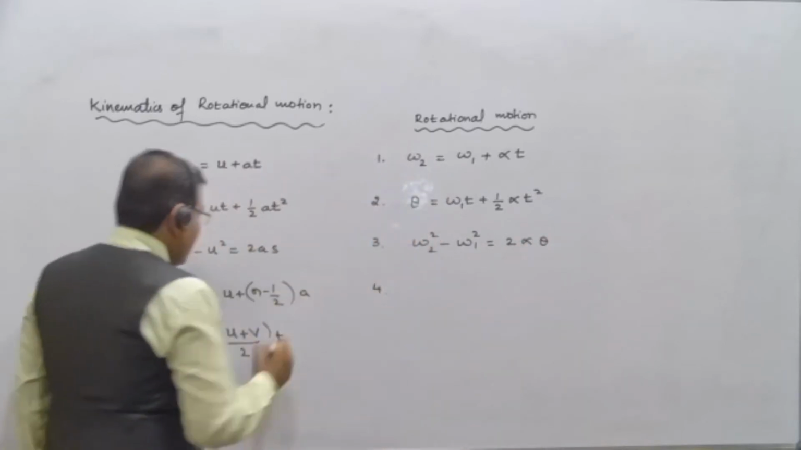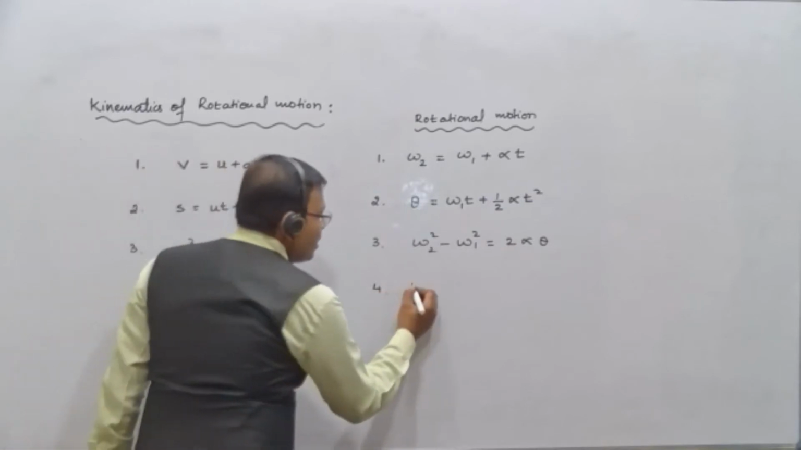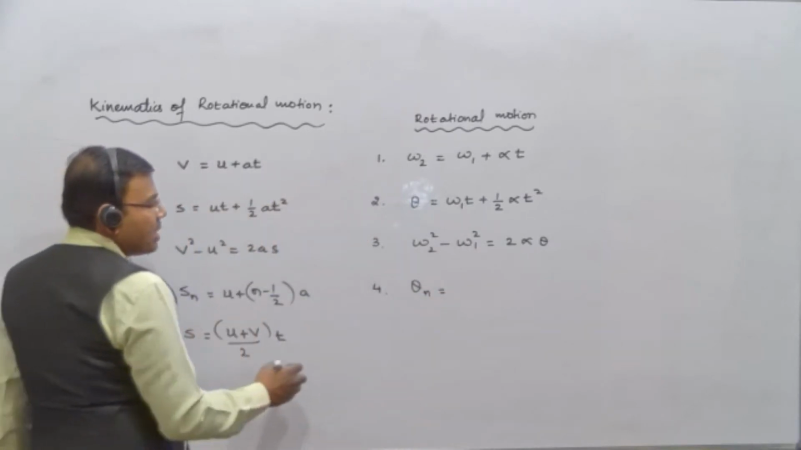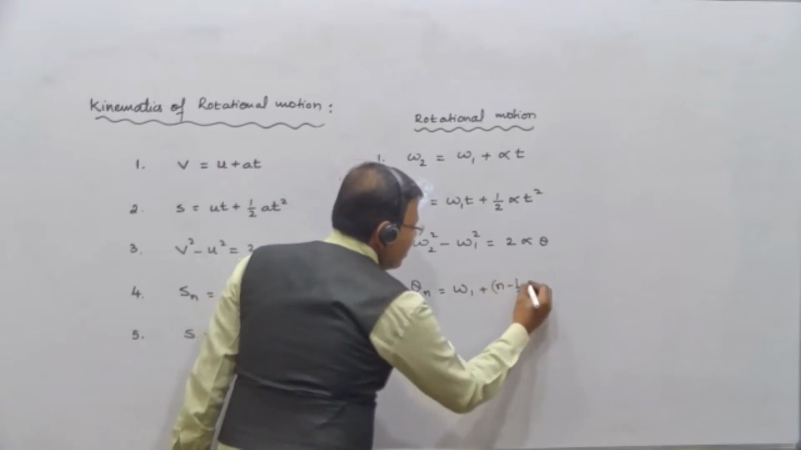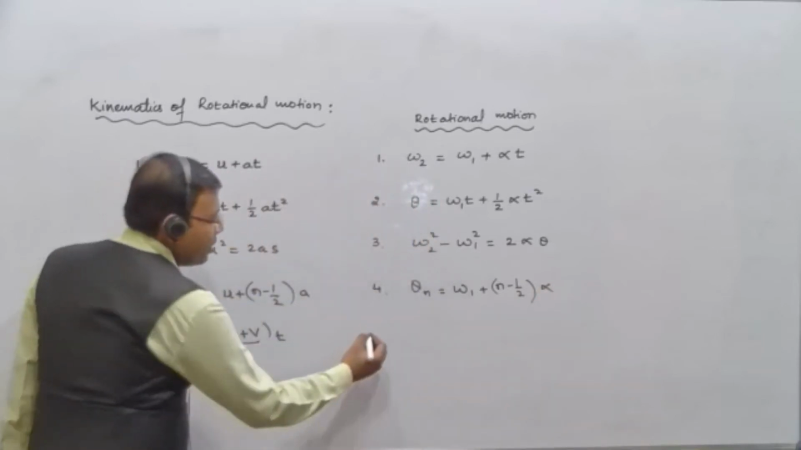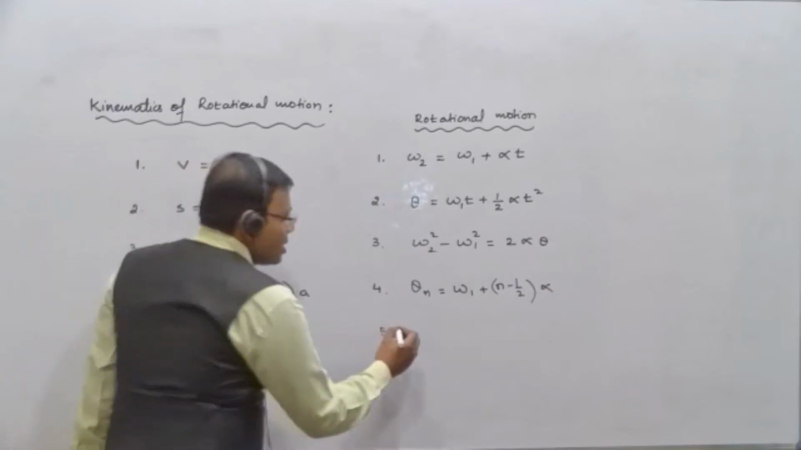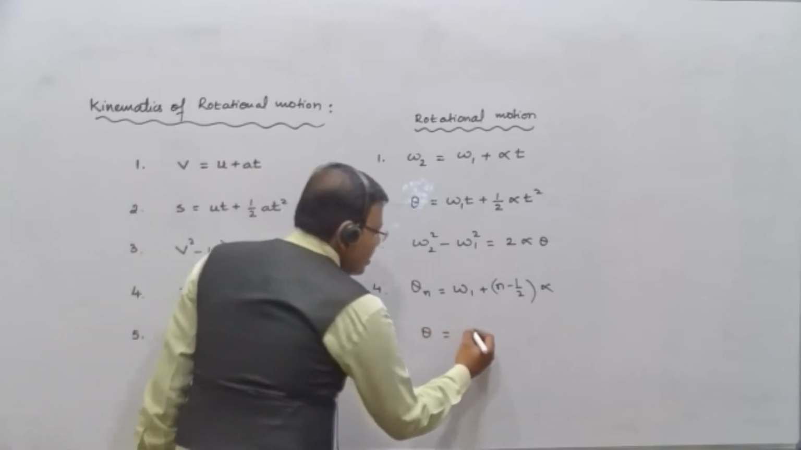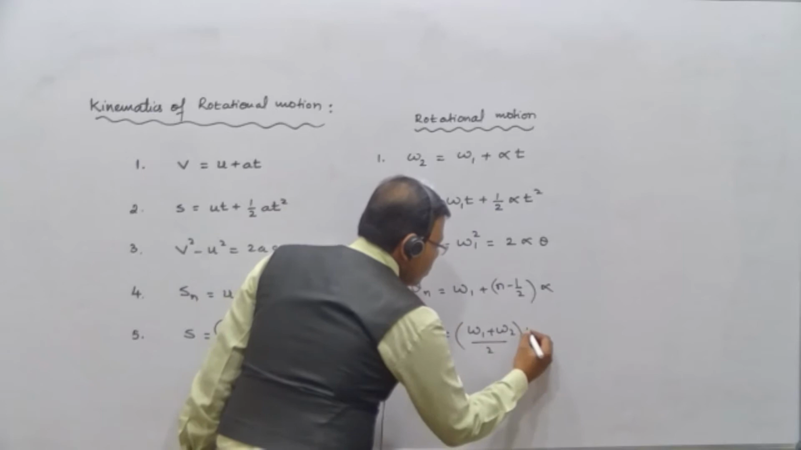Fourth one, this is the displacement in the nth second. So what I do, angular displacement in the nth second, that is equal to u, which is omega 1, plus (n minus half), and this is what you call it as a. a is acceleration, here angular acceleration we can consider. The fifth one, this is again the displacement. So let us convert this as the angular displacement, that is equal to (u plus v) by 2, that is (omega 1 plus omega 2) by 2 into t.